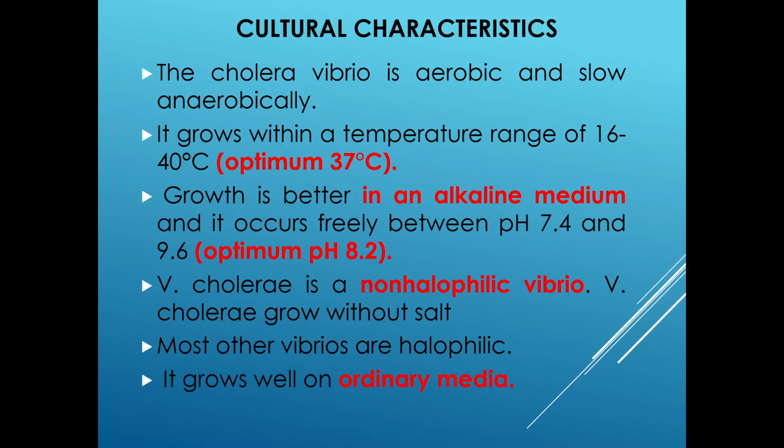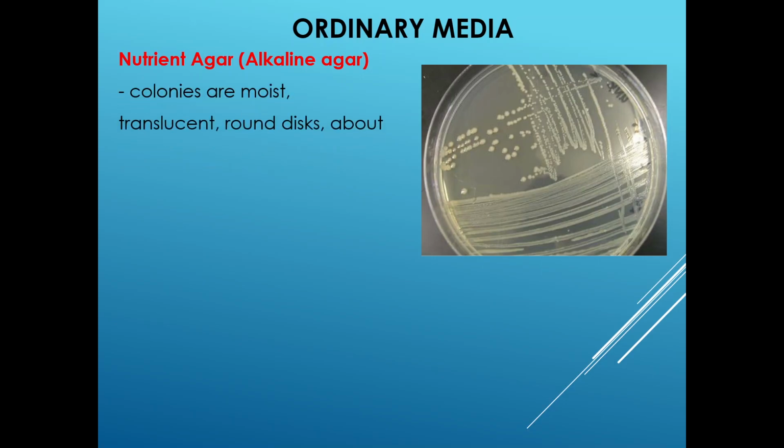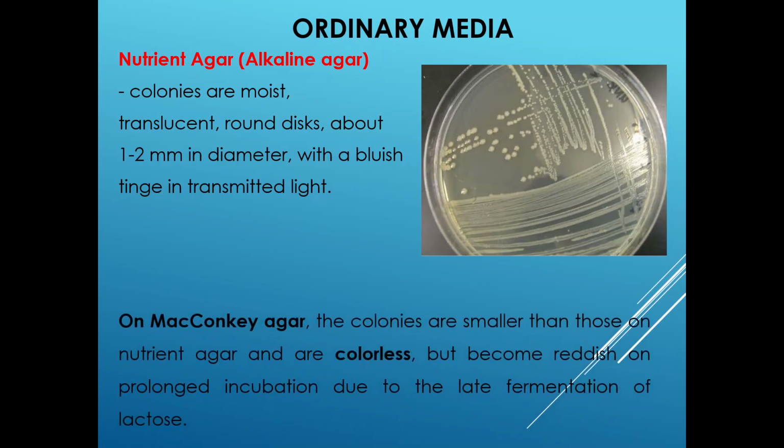It grows well on ordinary nutrient media, such as nutrient agar. Colonies are moist, translucent, round discs about 1 to 2 mm in diameter with a bluish tint, and they transmit light. You can see on the pictures this petri dish with a colony of Vibrio cholerae.